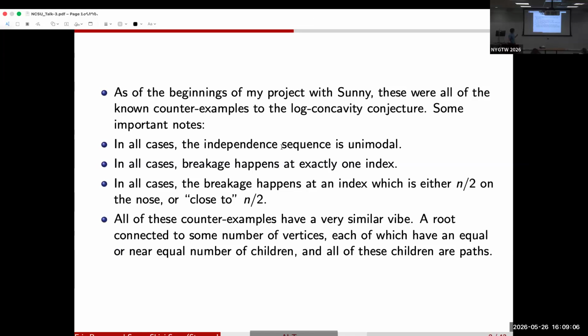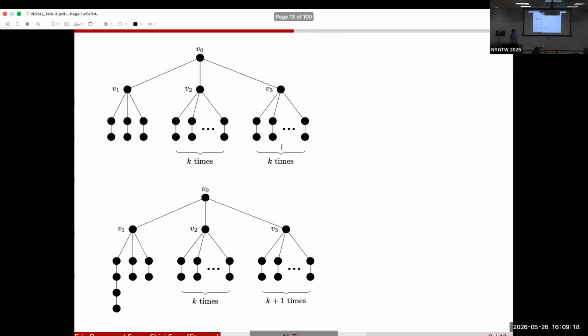And all of these counterexamples have a very similar vibe. So a root connected to some number of vertices, each of which have an equal or near equal number of children, and all of those children are paths. So just to explain what I mean here. For instance, if you look at this, root at the top, some number of children, in this case 3. And then each one of those has grandchildren, but think of the grandchildren being like a path rather than a single vertex.